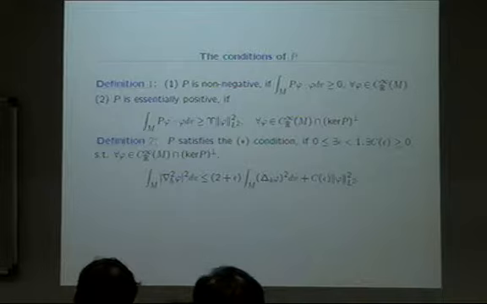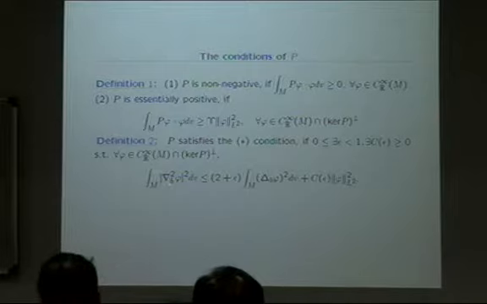Similarly, in definition 2, we consider functions orthogonal to the kernel of P, and we require this inequality. This condition is called condition star, and this inequality means we can estimate the subhessian by the square of the sublaplacian. In this inequality, this restriction of epsilon is quite important.